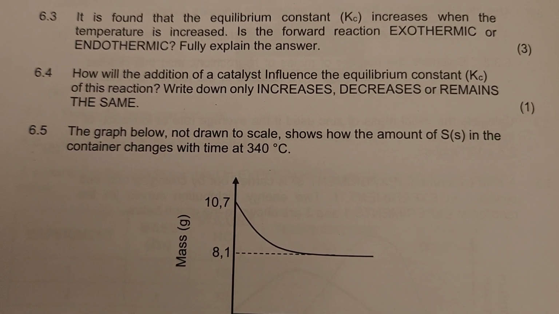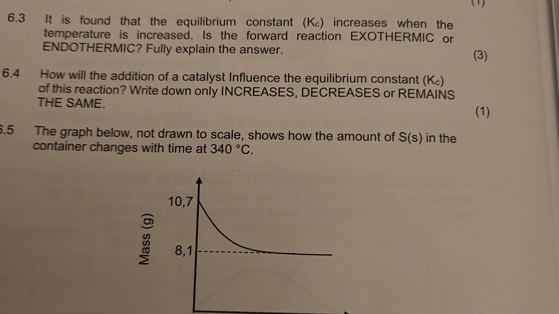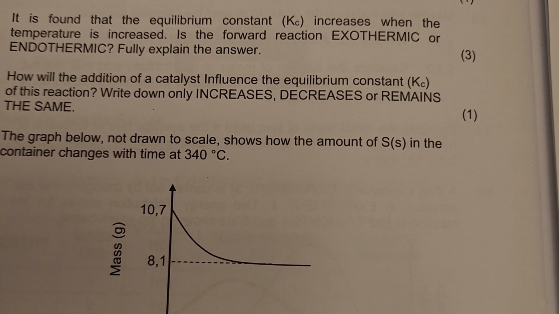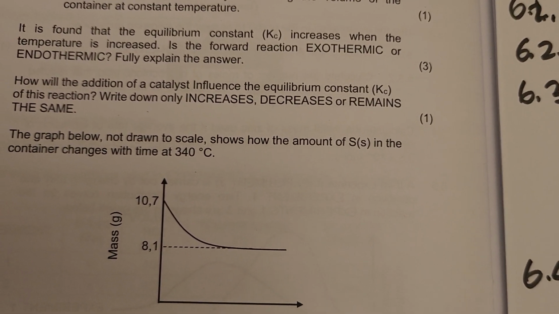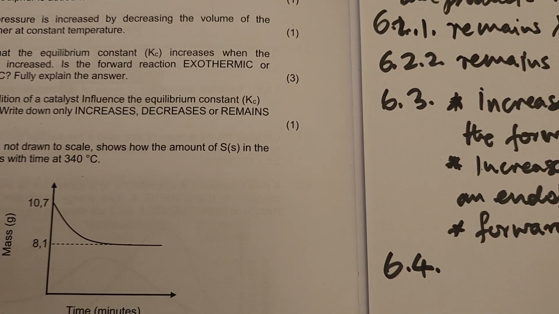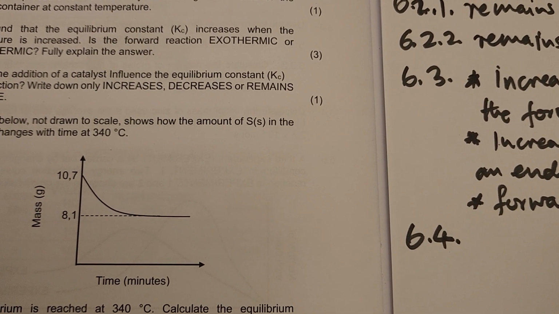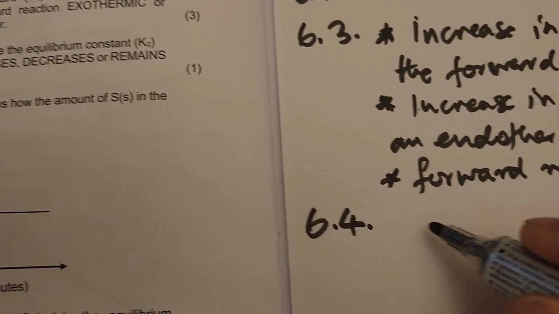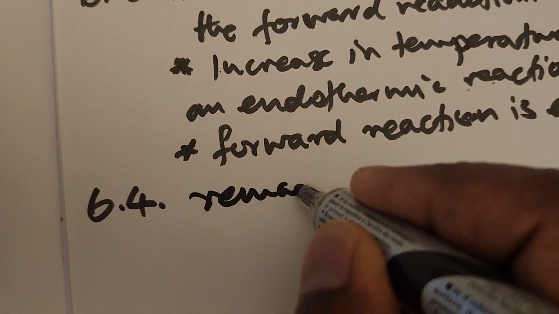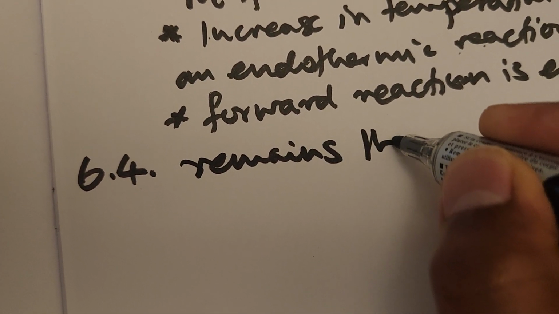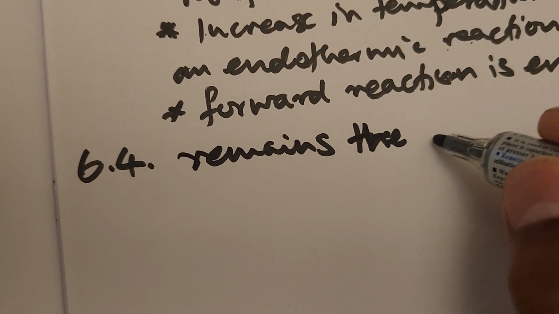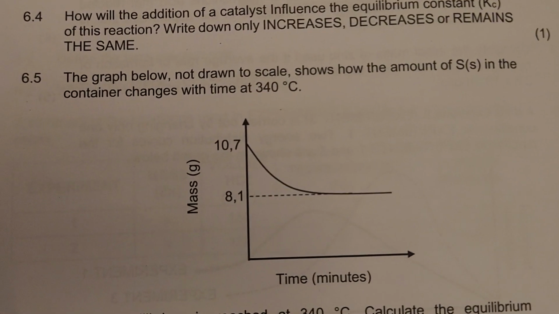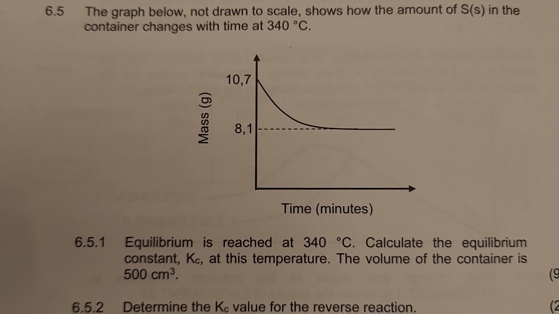6.4, they say to us, how will the addition of catalyst influence the equilibrium constant of this reaction? Remember, catalyst has no effect on equilibrium because it increases both the forward reaction rate and the reverse reaction rate equally. Therefore, also we know that only the change in temperature affects the Kc value. Therefore, this one remains the same. Remains the same. The reason being only Kc value is affected by the change in temperature.